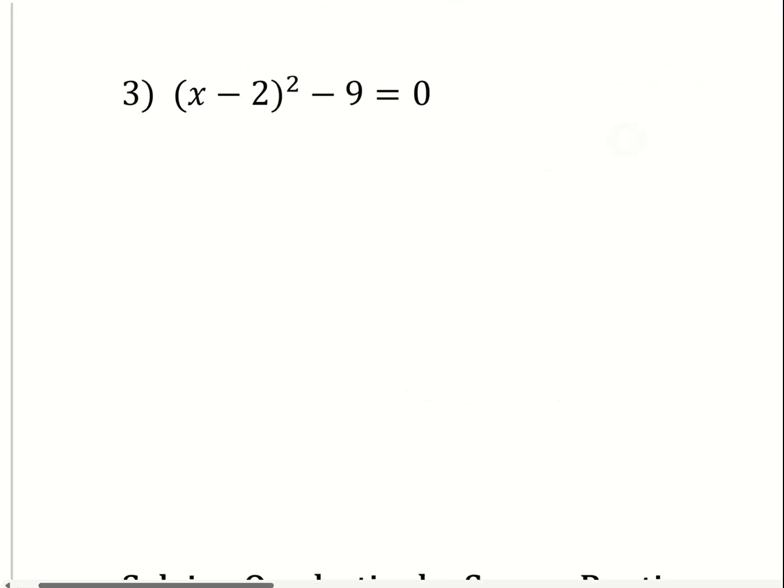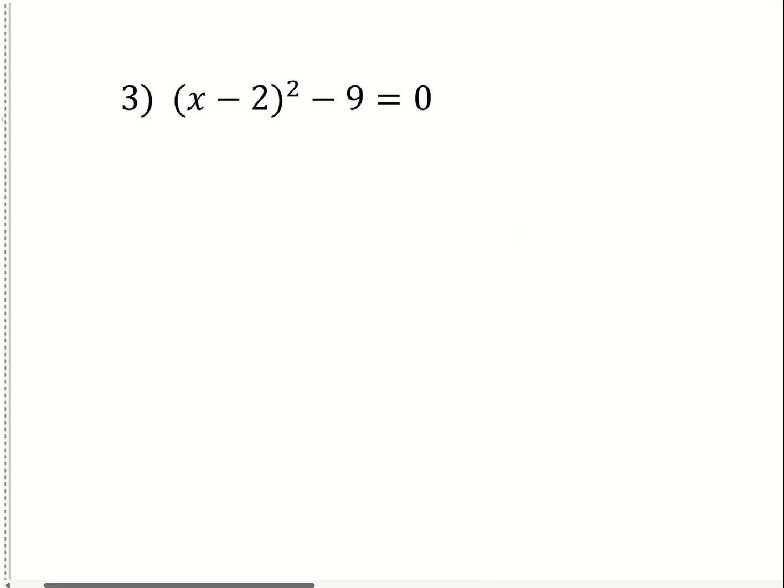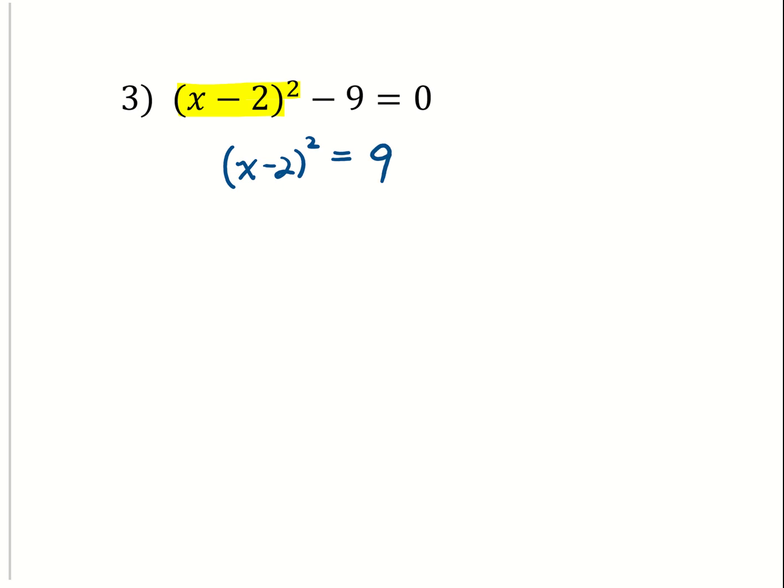All right, if we look at number 3, this time we have to get the binomial squared by itself. In order to do that, we're going to add 9 to both sides. So we've got x minus 2 quantity squared equals 9. We've isolated the binomial squared, so we're going to square root both sides. On the left side, we have x minus 2. On the right side, the square root of 9 is 3, but we have to include plus or minus. Now, this is a situation where we want to get x by itself. So to do that, we're going to add 2 to both sides. So adding 2 is going to become 2 plus or minus 3.